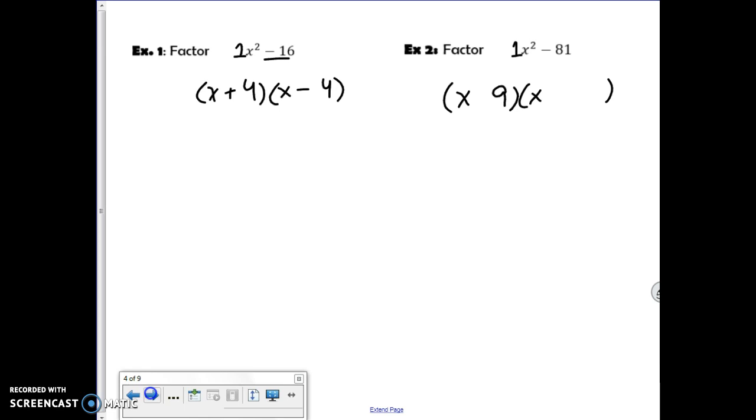So what's going to go here is going to be the square root of 81, and that's 9, because 9 times 9 will get me my 81. And remember, we just talked about the rule, one has to be positive, one has to be negative.